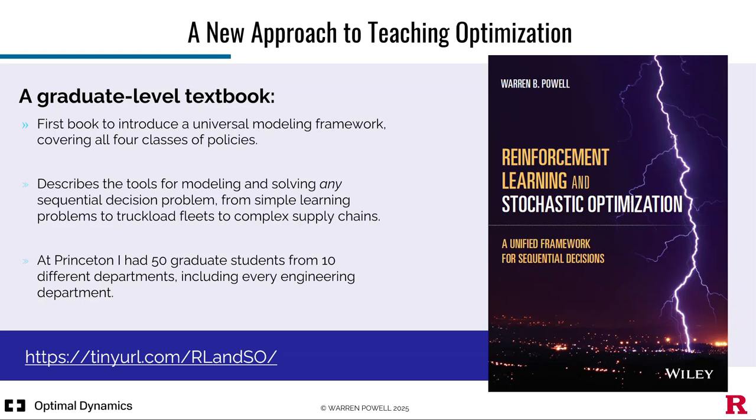Now, for those who want to actually write software, my graduate level book that came out in 2022, Reinforcement Learning and Stochastic Optimization, is aimed at a graduate level audience. At Princeton, the last time I taught this course, I had 50 graduate students from 10 different departments. So this may be technical. It has the technical level of anybody who has to write code. So there's no gratuitous mathematics in this. This is absolutely focused on modeling and algorithms.